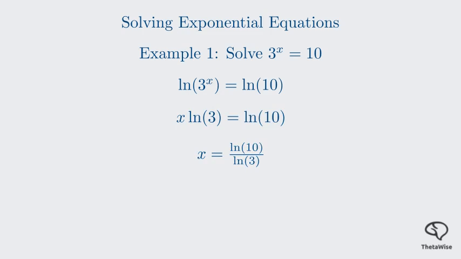Dividing by ln of 3, we find that x equals ln of 10 over ln of 3. This is the exact answer. If you need a decimal approximation, you can use a calculator.